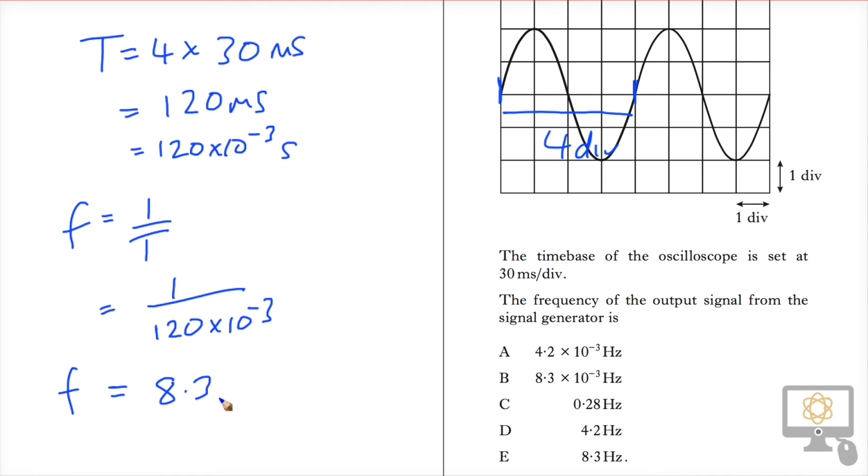8.3. It's not very clear, that 3. I like to do my 3s better than that if I can. Recurring, so 8.3 hertz is the answer, and that would be E. Well, E is the correct answer.